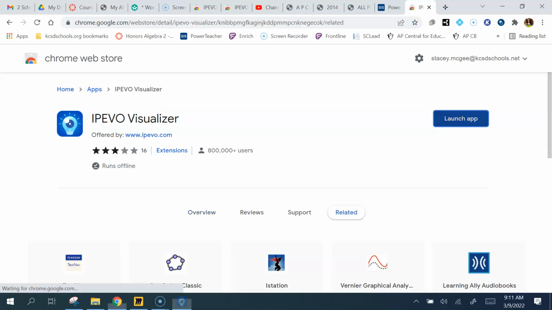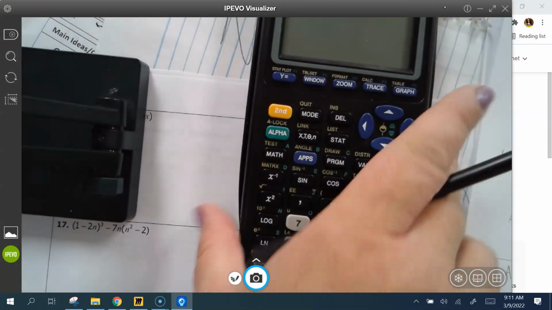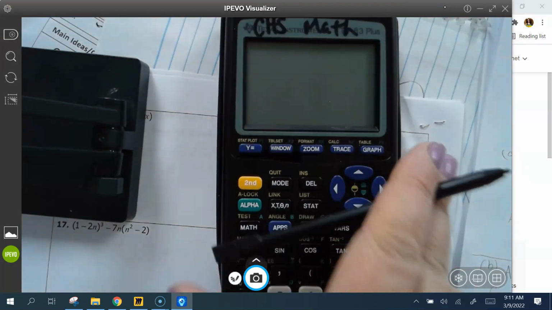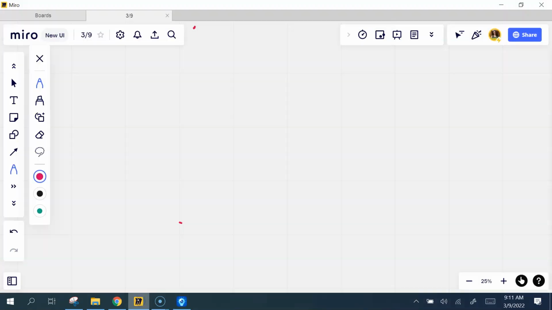Y'all help me keep an eye on what time it is, but it shouldn't take us long. I got through these fairly quickly. I'm surprised y'all struggled this way with these three.